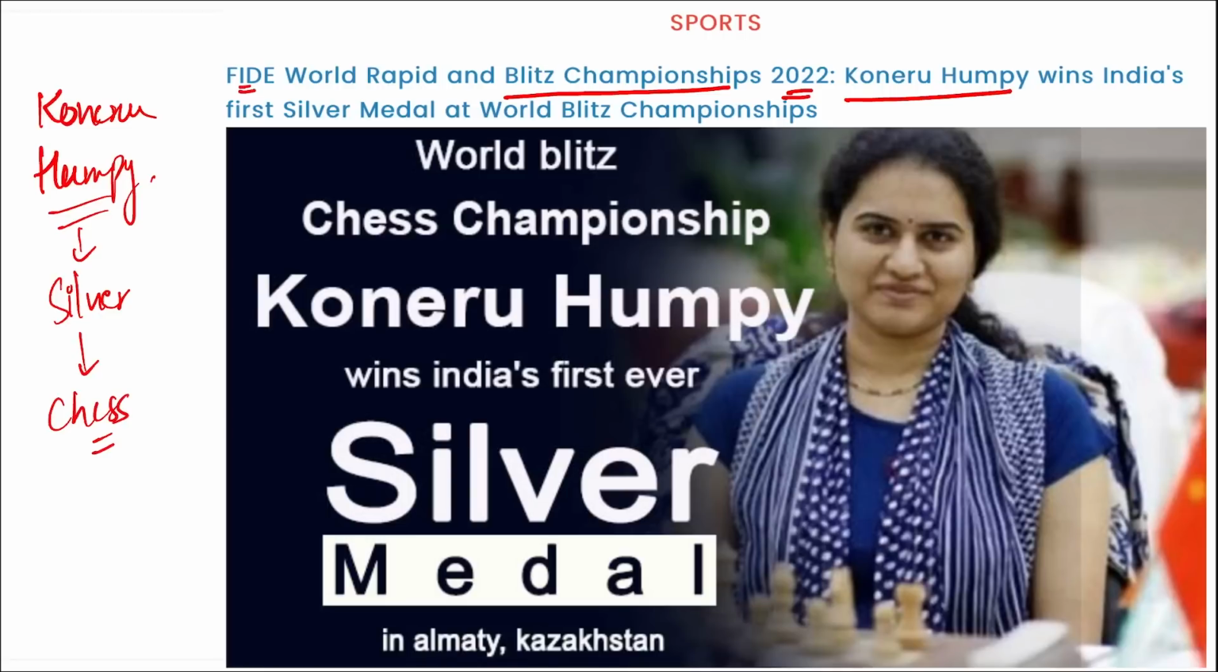If you are talking about FIDE, where is the headquarters? Lausanne, Switzerland. Who became the deputy president of FIDE? He will be Vishwanath Anand, and he became the first Grandmaster of India in 1988.